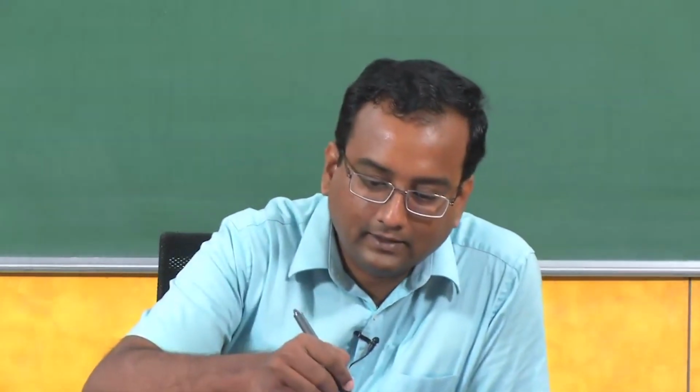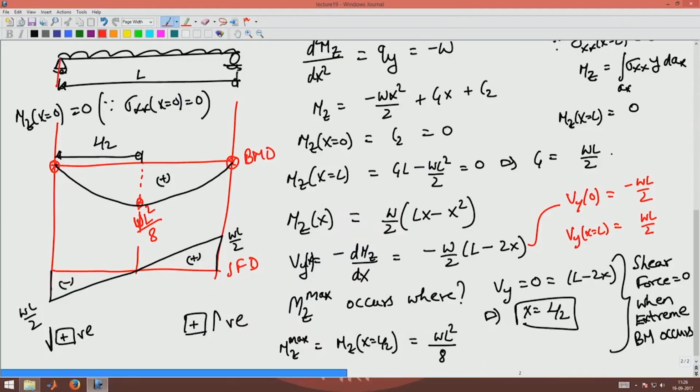What it means is, from force equilibrium you can see that this reaction force should be W into L by 2 and this reaction force should be W into L by 2, both acting vertically upwards. Since the beam is symmetric, we expect the reaction forces to be the same. Now we have found the bending moment and shear forces. Next let us find the stresses and displacements.